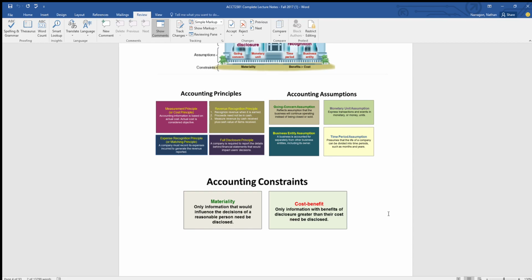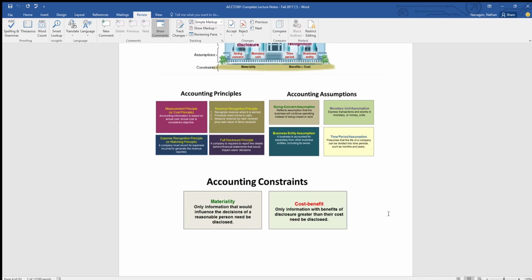Okay. Next one is the expense recognition principle. Basically, it's the same thing as the revenue. We must report expenses as they occurred that generate the revenue reported. So, expenses that are incurred, we must report same year, same fiscal period, and we're going to get into all these when we're doing journal entries in later chapters.